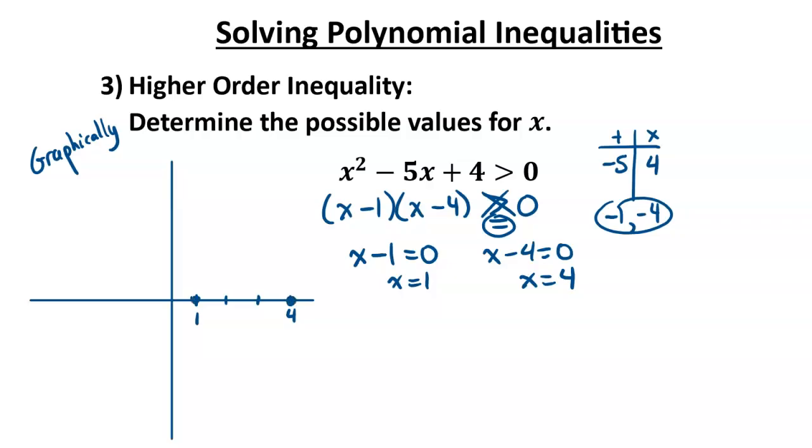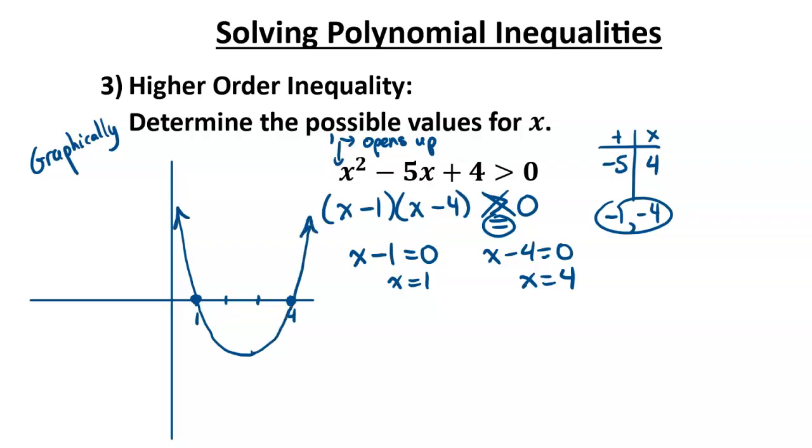Those are my x-intercepts. And we also know that the leading coefficient here is 1, which means that this is a parabola that opens up. The coefficient on the x squared term, if it's positive, opens up. If it's negative, it opens down. And so without any more needed detail, we know that our parabola is going to look something like this.